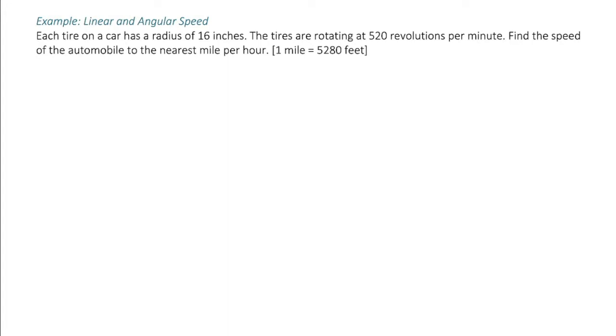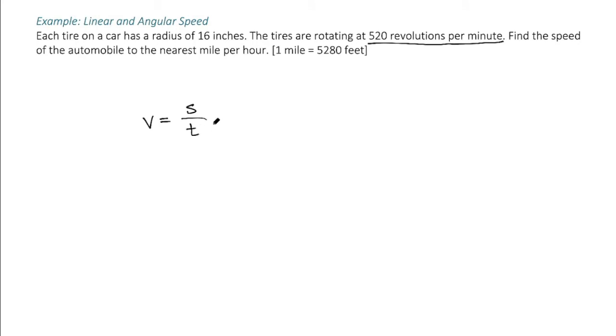So note that what we're told, 520 revolutions per minute, is an angular speed. We're talking just about the rotational part. But we want to find the speed of the automobile, this car. Well, the speed of a car is obviously a linear speed. And so we just need to convert between these two. Linear speed is the length of the arc, S over T.